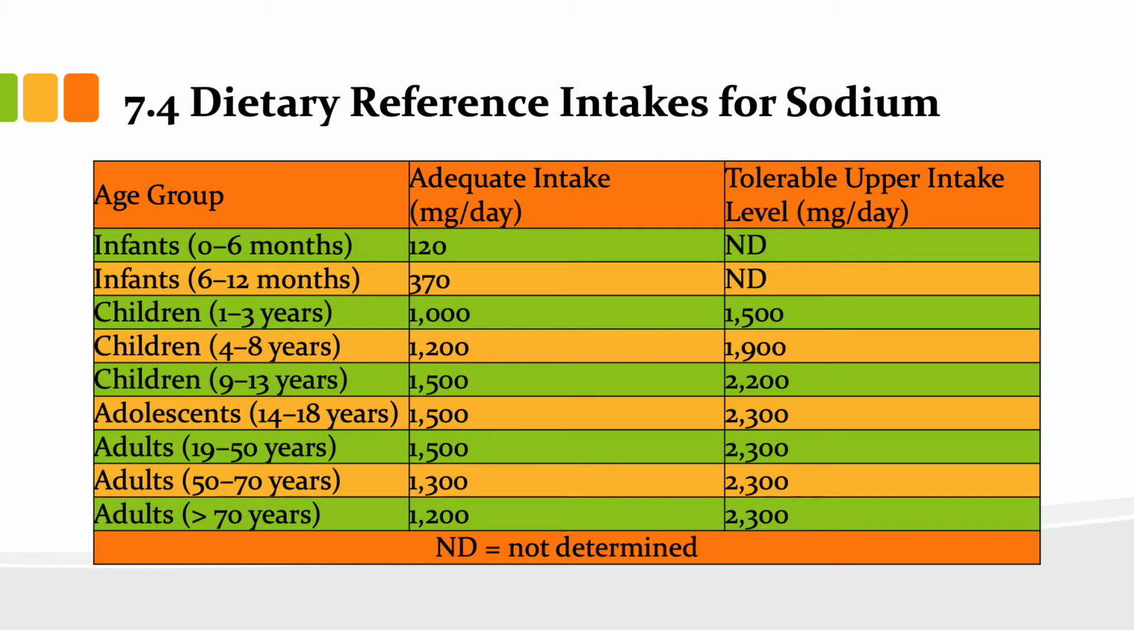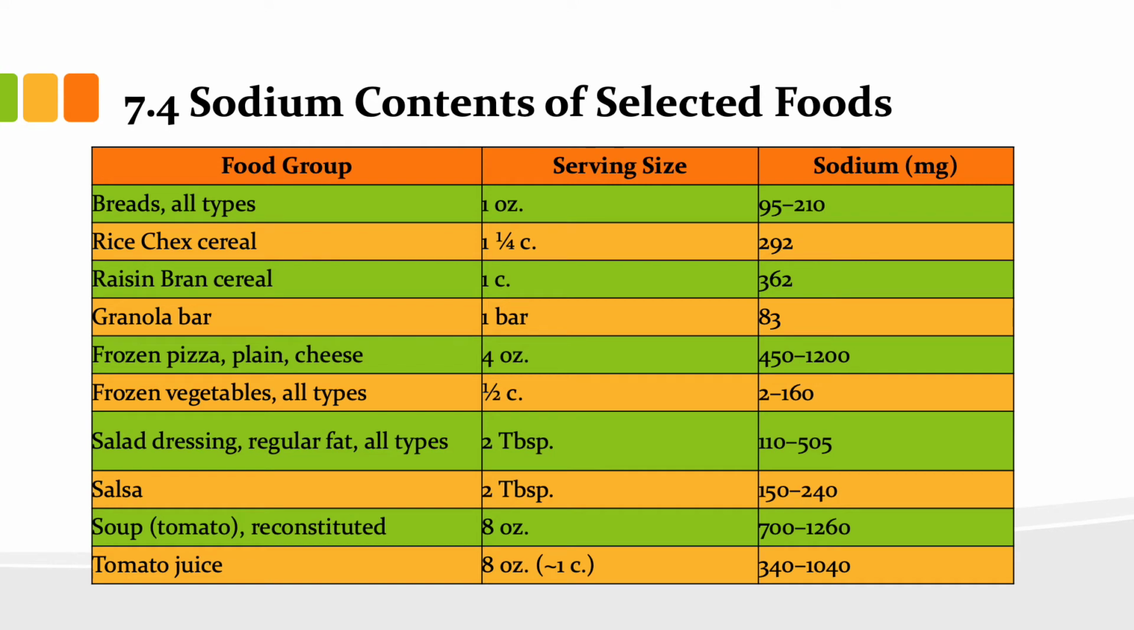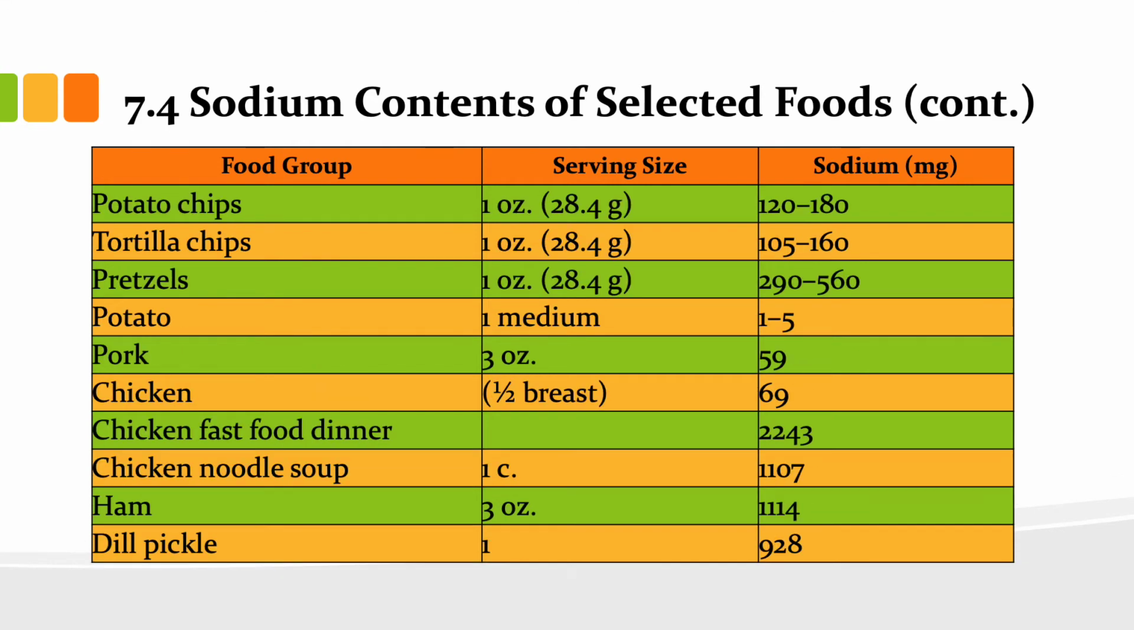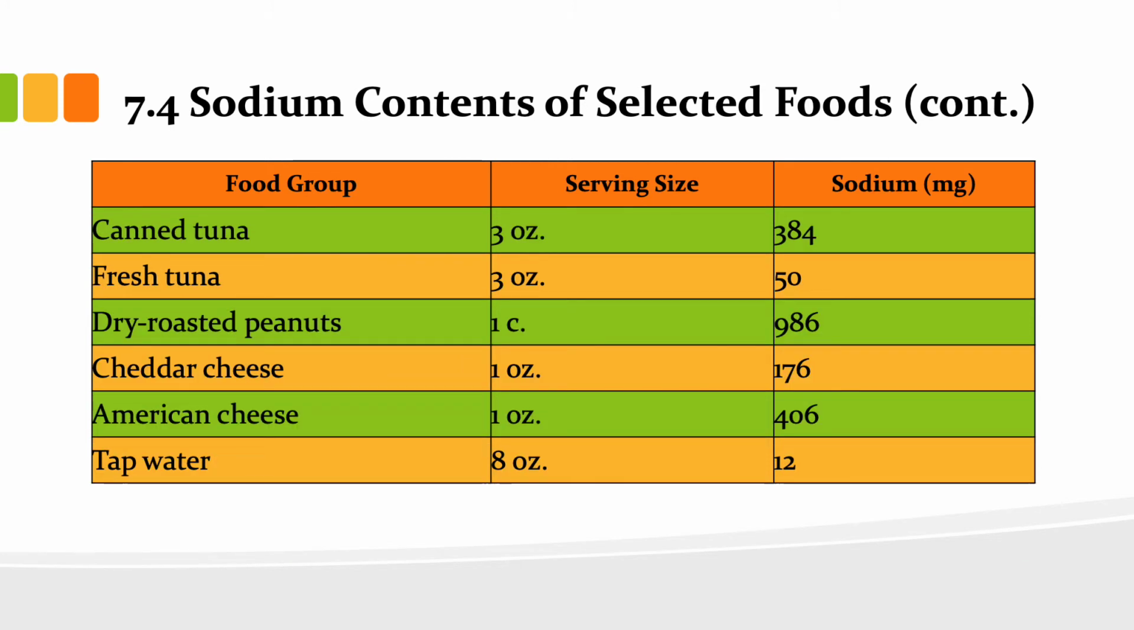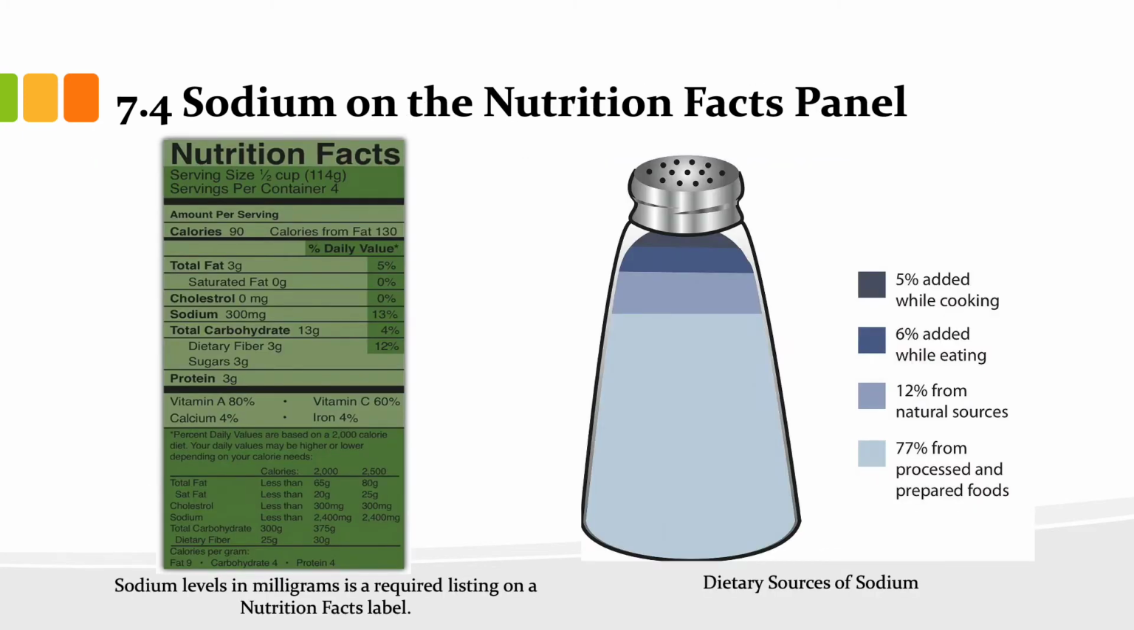Read through the next few slides on dietary reference intakes for sodium and sodium content of selected foods. As you can see here, 77% of the average American sodium intake is from processed and prepared foods. And this is usually the highly processed sodium, not natural sources.